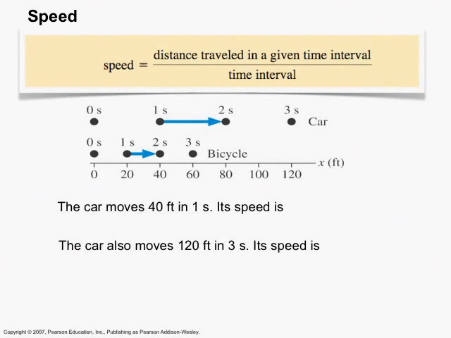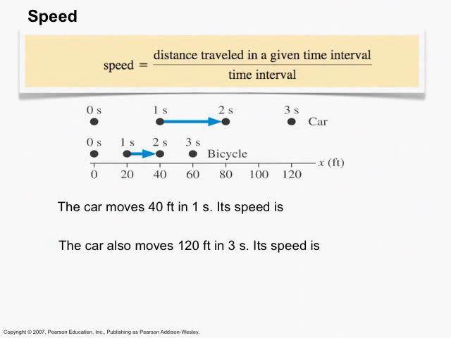The car also moves 120 feet, the full displacement, in 3 seconds. So 120 feet divided by the time interval of 3 seconds, 120 divided by 3 is of course 40 feet per second once again. The car is in uniform motion at a constant speed, so it should be no surprise that the car's speed is 40 feet per second in both cases.